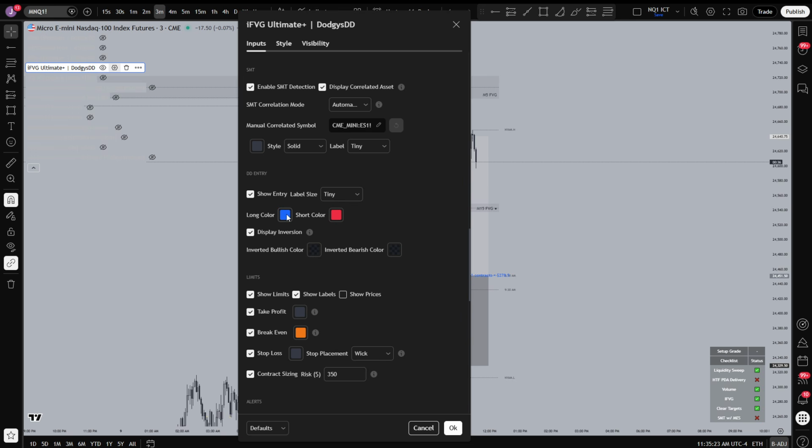It shows the entry signal. So blue is to go long, red is to go short. You can change the colors if you want. I keep it exactly how it is.